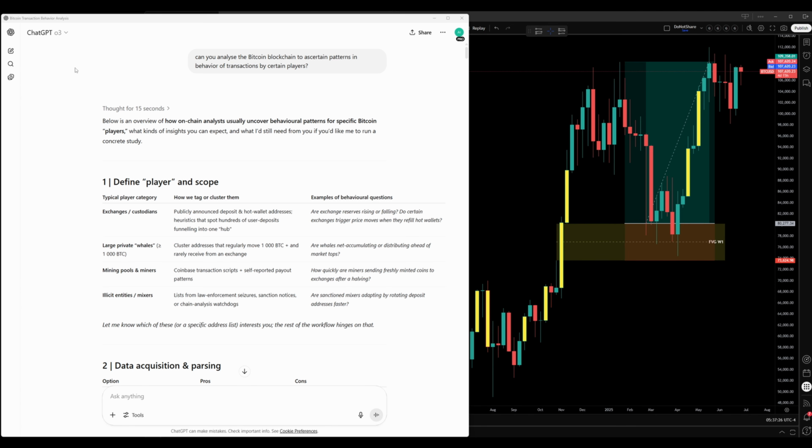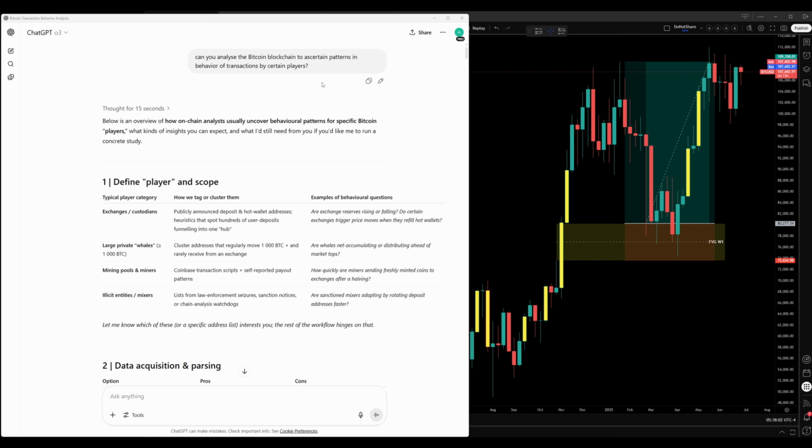So this is a query I ran, some analysis on fair value gaps and blockchain. So firstly, I asked ChatGPT, can you analyze the Bitcoin blockchain to ascertain patterns in behavior of transactions by certain players? Now, unfortunately, within the futures markets, we can't see exactly who is buying or selling. That data is private. And even if the exchange reports who is holding positions, sometimes it's the investment bank or a fund that is the intermediary party.